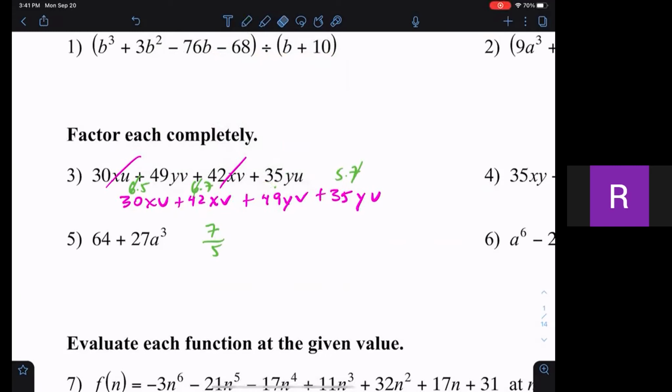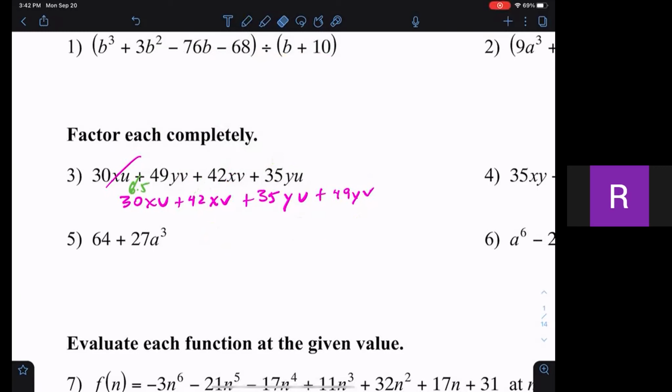But I need to rearrange it then. It means the 35 goes here and the 49 goes there. So let's rearrange this. So this one goes here, this one goes here, right? And now it's gonna work. So this is 7 and 7, and this 7 and 5. So this cancels out and I get 7 over 5, and the other side I have 7 over 5. So this time it works, right? So now I can do factoring by grouping.